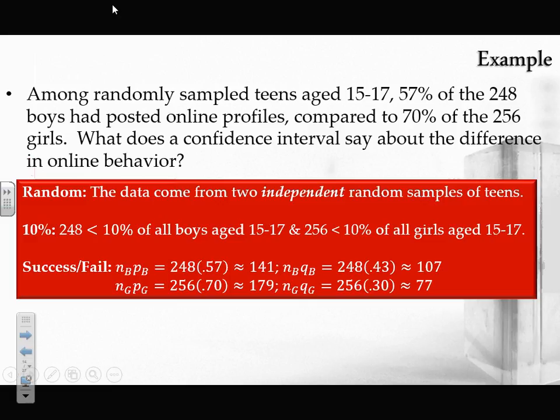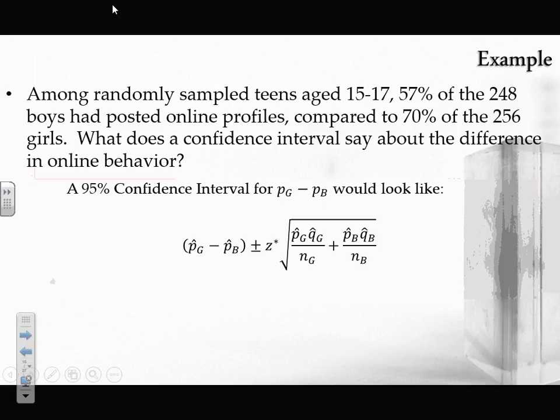Okay, so this is what your conditions should look like. So random, show that it's random, or say that it says it was random independent. Check both sample sizes for 10%, and then check NP and NQ for both groups, and make sure they're at least 10 in each case. Okay, so once we've done that, we can go ahead and set up our interval.